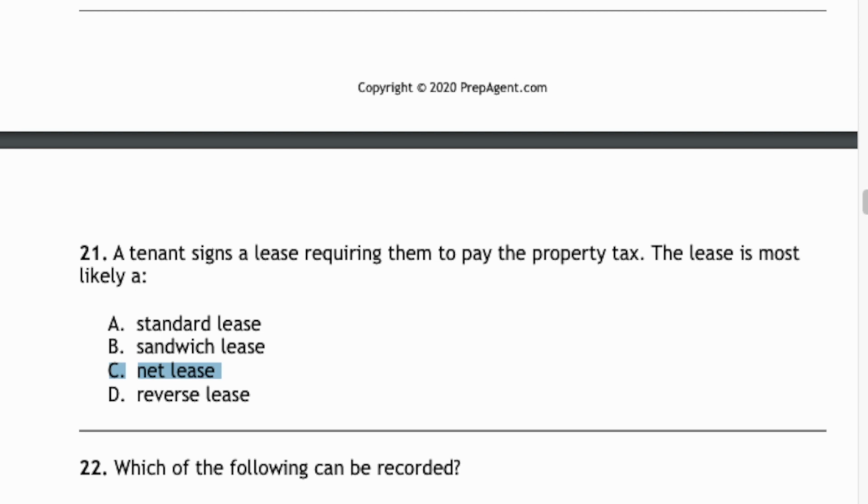They trick you here because you don't realize it, but we're talking about a commercial lease. Net leases are most commonly used in commercial leases. They often require the lessee to pay rent in addition to maintenance and operating expenses such as taxes, insurance, utilities, and repairs. The rent paid is said to be net to the lessor. Net lease.